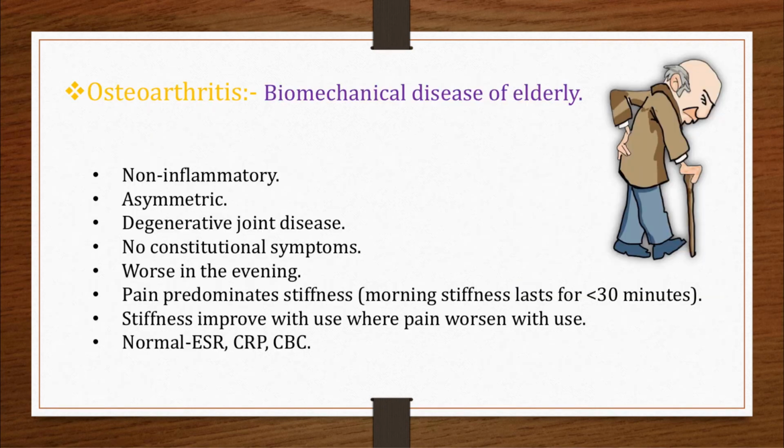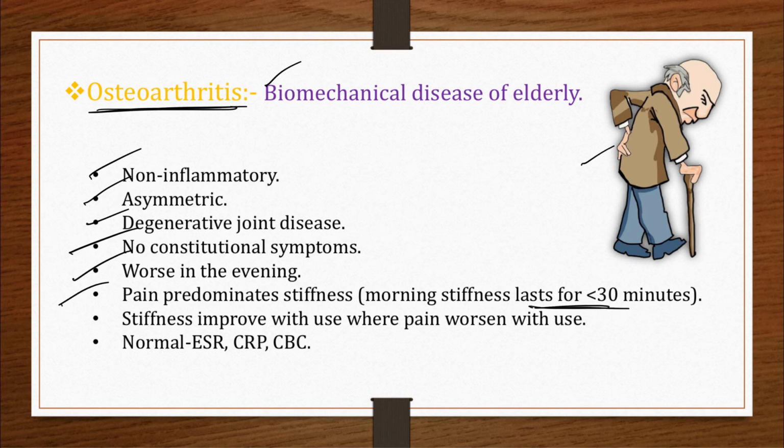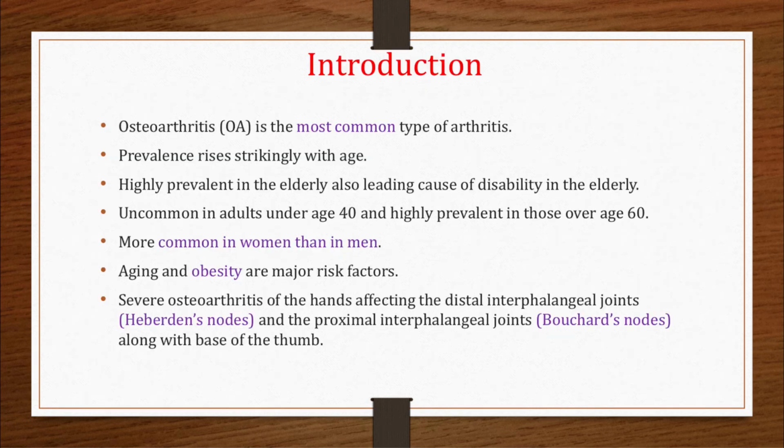So this is the complete definition of osteoarthritis. As you know that this is a biomechanical, chronic, non-inflammatory, asymmetric, degenerative joint disease of elderly with no constitutional symptom because this is not a systemic disease, and worse in the evening with huge pain predominating over stiffness. The morning stiffness lasts less than 30 minutes. Stiffness improves with use where pain worsens with use, and also patient comes with normal ESR and CRP and CBC levels. So osteoarthritis is the most common type of arthritis.